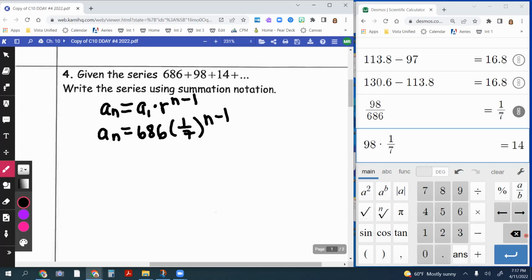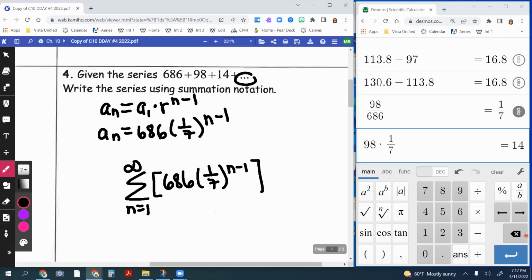And so I'm going to have summation notation n equal 1 again to infinity because they have dot, dot, dot. And our equation that we're using to generate this is 686 times 1/7 to the n minus 1. And that's your answer.